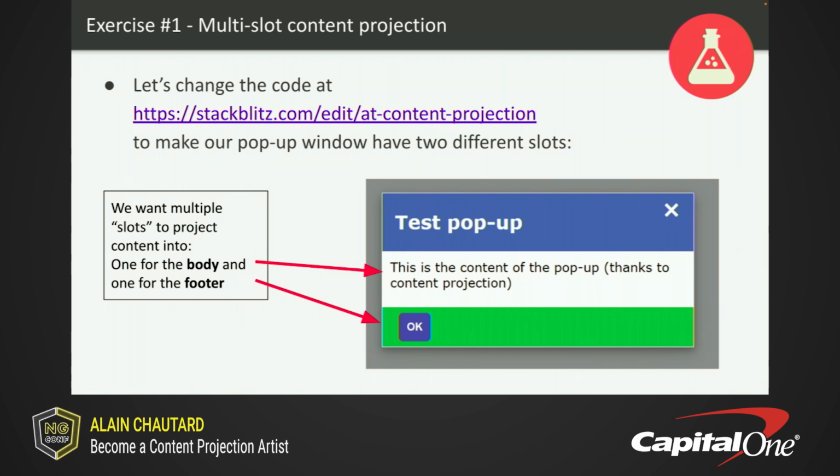So that's going to be our first exercise for today. If you want to give it a try, we'll spend a few minutes on this one. You can start from the URL up here, and it's going to open StackBlitz, and you'll see the previous example where we project just one thing from parent to child. The goal is going to be to change the pop-up window component so it can accept two different things that we project into it.